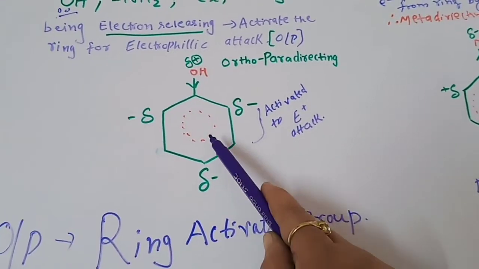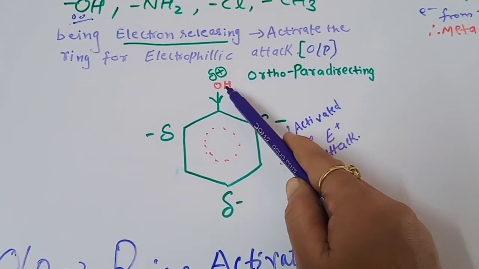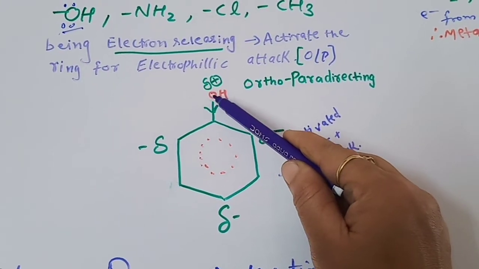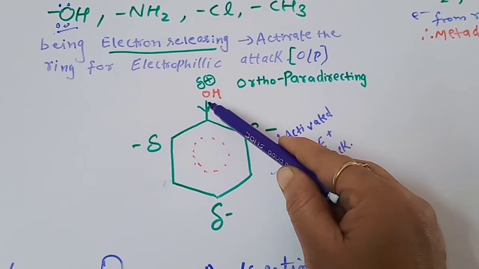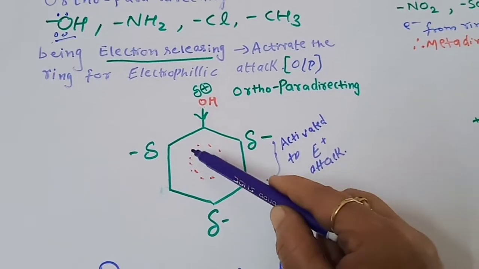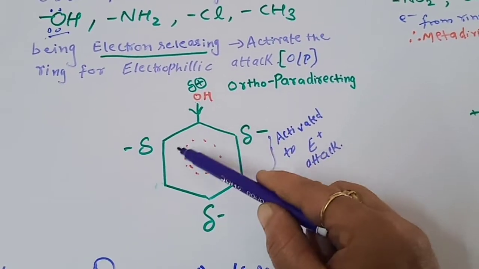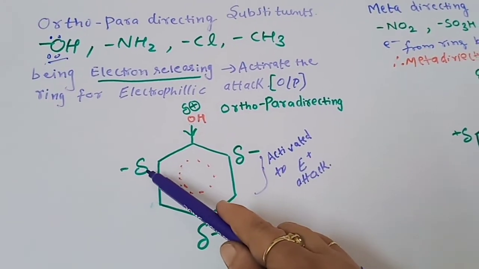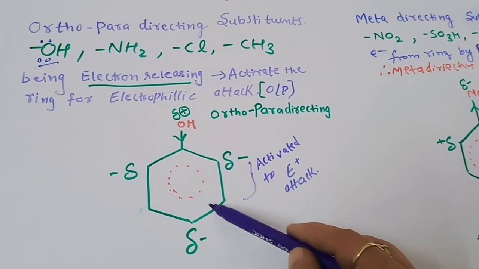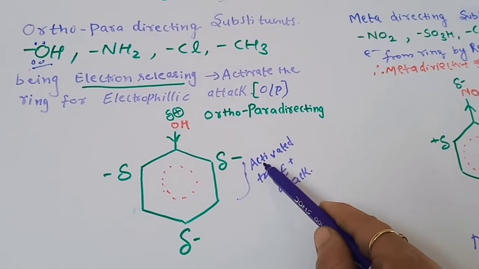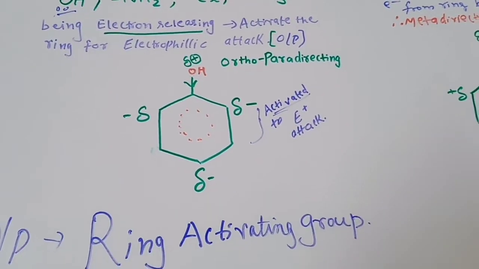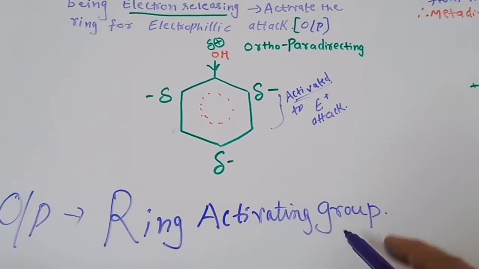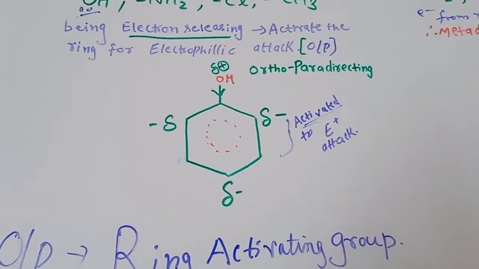We can see the example again of phenol. When the OH group is attached to a benzene ring, what is the function of the OH group? The oxygen will donate one lone pair of electrons, and it will mix with the electrons of the benzene ring, and with the help of the resonance hybrid, we will have a hybrid which is electron rich at the ortho and the para positions, so this ring will be activated for the electrophilic attack. Hence we can say that the ortho and para groups are ring activating groups, and the OH group is an ortho and para director.